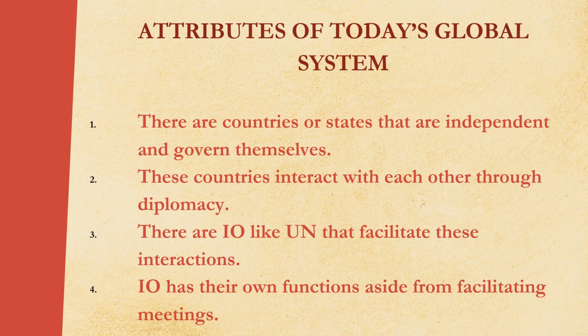Let us first discuss the attributes of today's global system. There are countries or states that are independent and govern themselves, just like the Philippines. These countries interact with each other through diplomacy. Just like the Philippines, we have diplomatic engagements with other states. There are also international organizations like the United Nations that facilitate these interactions. International organizations have their own functions aside from facilitating meetings, which we will elaborate on in the next few slides.